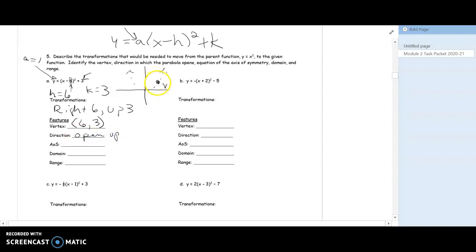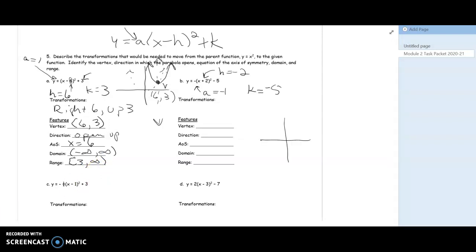Here's my axis of symmetry right through that vertex. So since my vertex is at 6, 3, a vertical line, my axis of symmetry is going to be x equals 6. The domain, I use all real numbers from negative infinity to infinity, but my y values, my range, actually start here. So my range, my y values start at 3 and go up. So that's a closed parenthesis, starting at 3, going to infinity. Try the next one, and I'm going to pause.